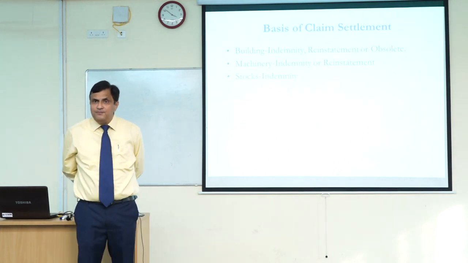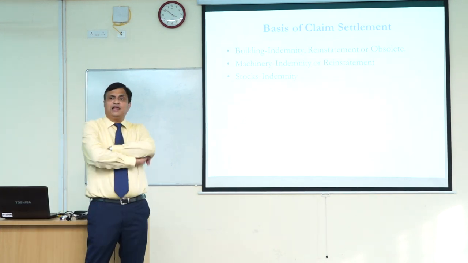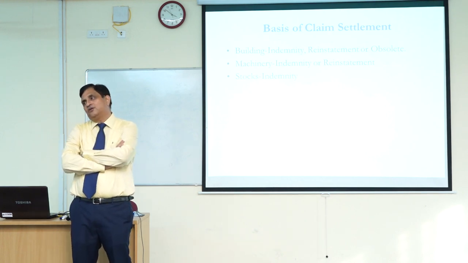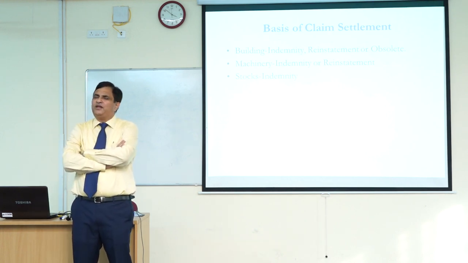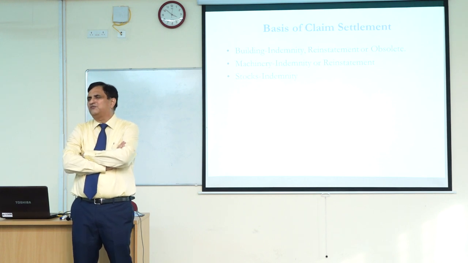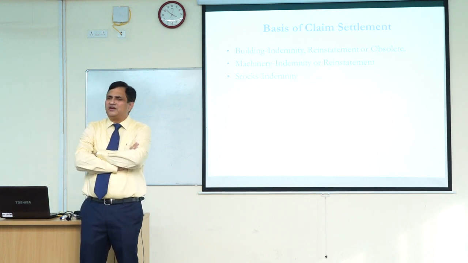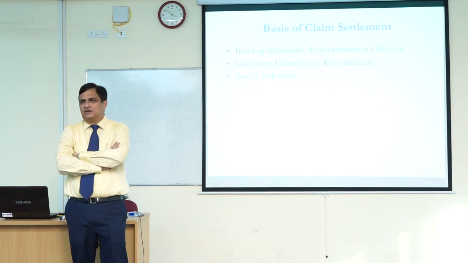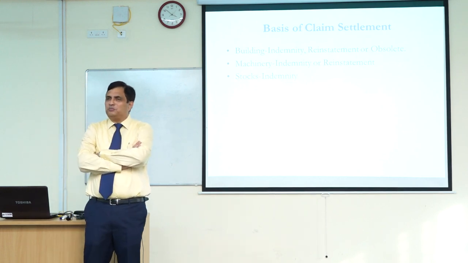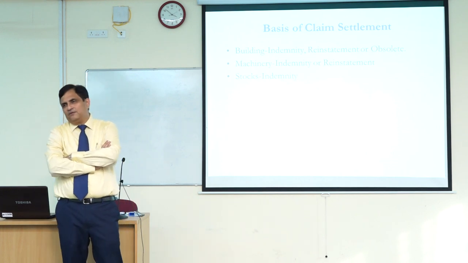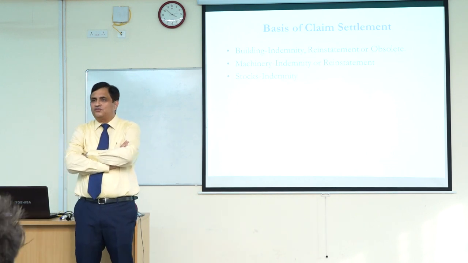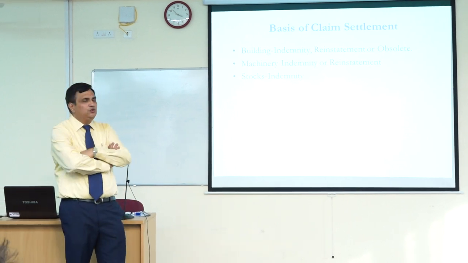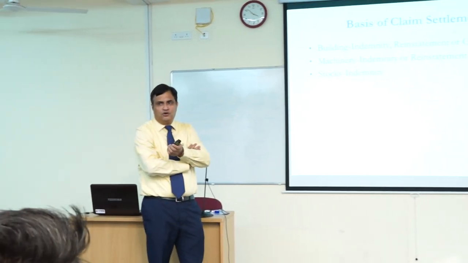When you talk about claims, please remember, a claim for a building can be on market value, or on reinstatement value. Sometimes there is something called obsolete, meaning very, very old buildings that you can no longer build. All those can be covered under obsolete. Similarly, for machinery also you can have obsolete, market value, or reinstatement. But for stocks, it's always on market value basis. So that is the basis of it.